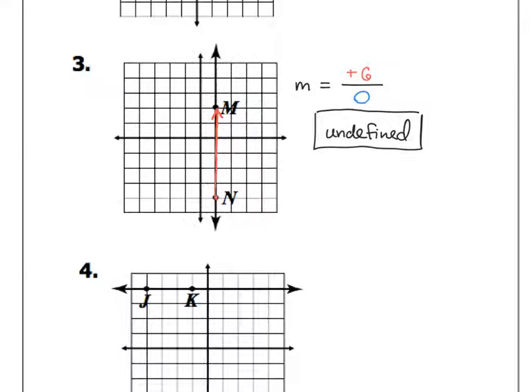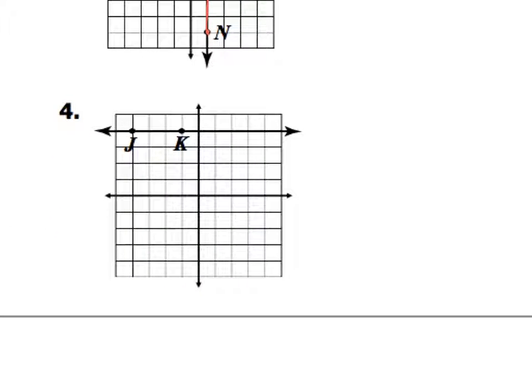The opposite is true for number 4. Again, horizontal lines will always have a slope of 0. You can't do a rise for this one because J and K are on the same level horizontally. So in this case, we would say the rise is just 0. That's your numerator. The run, depending on whether you start with J or K, would be positive or negative 3.